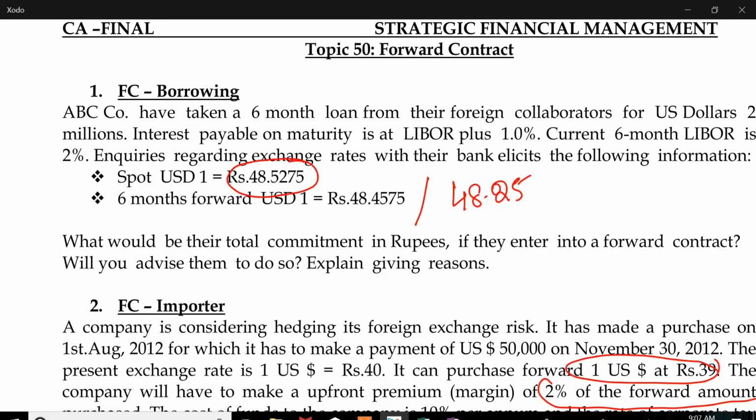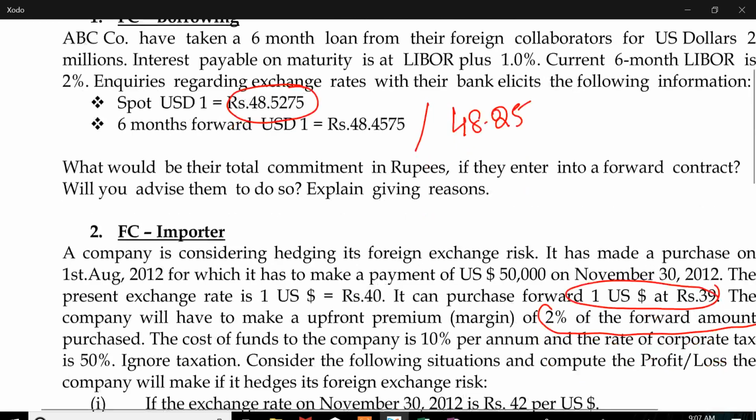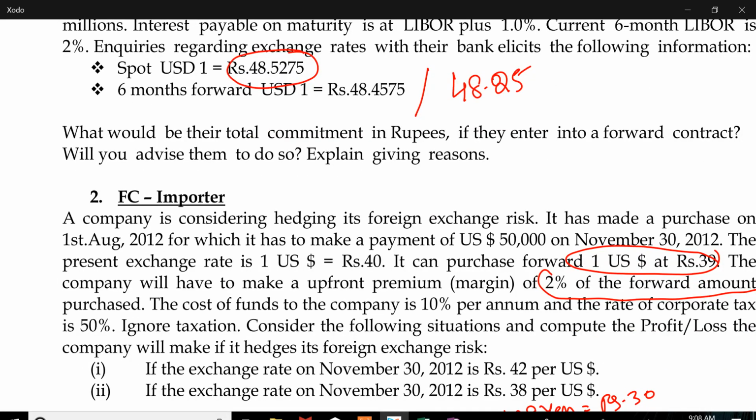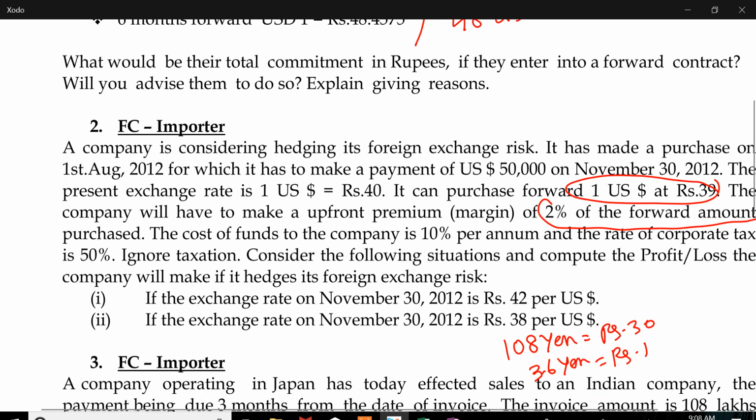Next point. 6-month LIBOR of 2% would basically mean that the interest rate is 2% per annum. Question number 2.